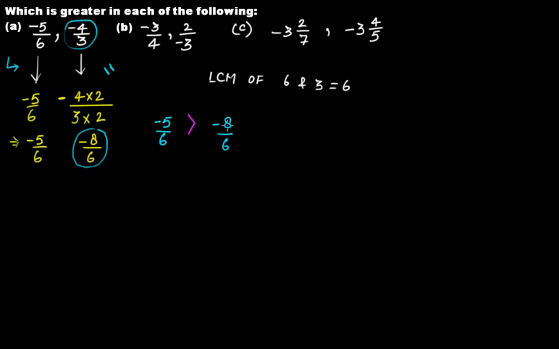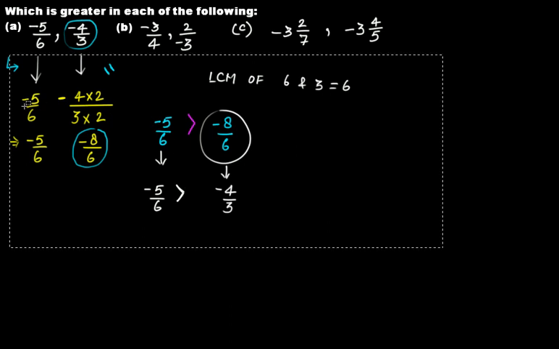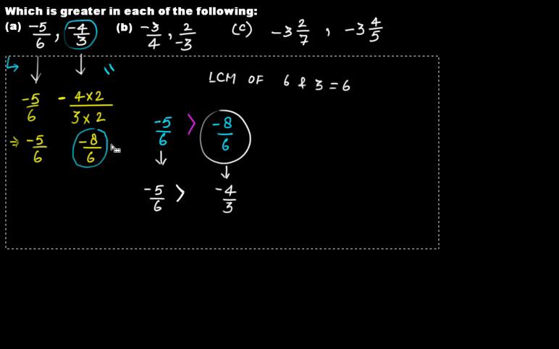So this is minus 5 over 6 and this is minus 8 over 6. Clearly, this minus 8 over 6 is nothing else but minus 4 over 3, because minus 8 over 6 is an equivalent rational number of minus 4 over 3. So from this you get minus 5 over 6 is greater than minus 4 over 3. Let's solve the second one.